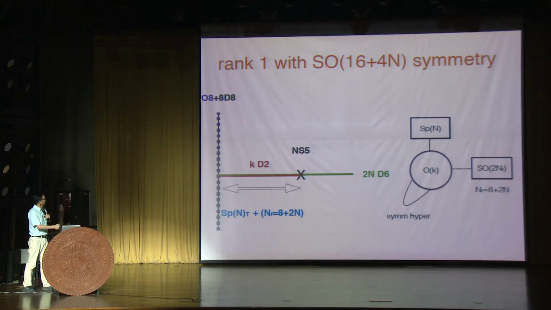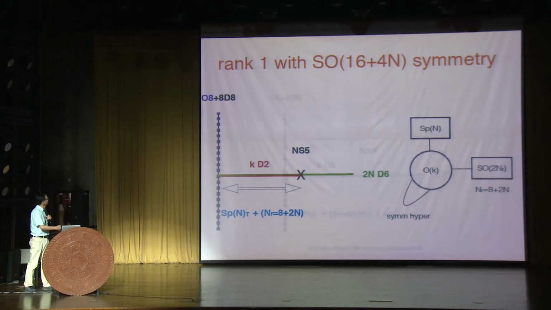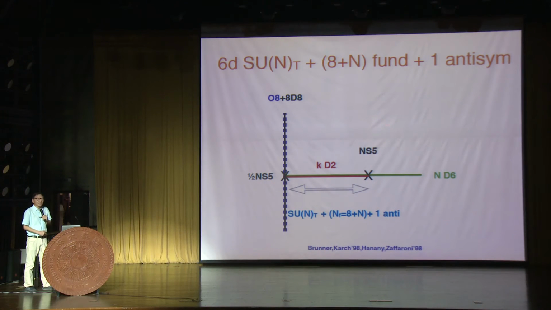One can generalize this to multiple D6 branes, but only an even number of D6 branes can end here, and so here is the theory on K D2 branes, and one can calculate the elliptic genus of the fundamental string, or this self-dual string.